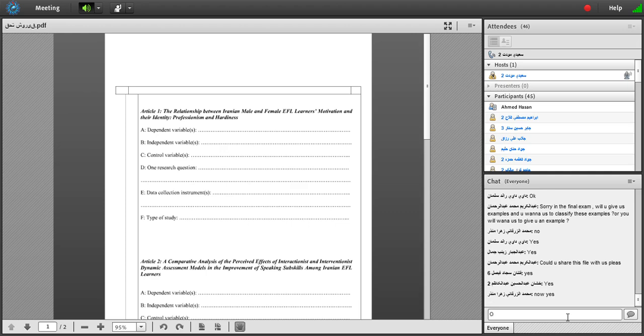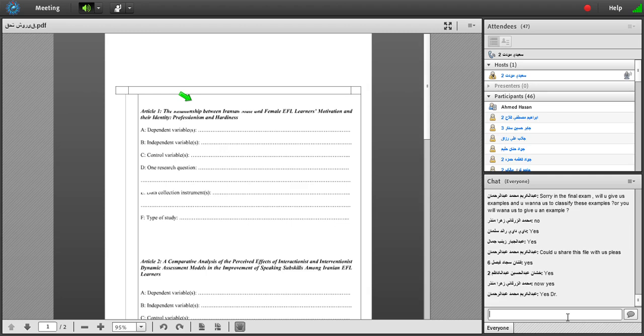Look at this. This is the title of an article: the relationship between Iranian male and female EFL learners' motivation and their identity, professionalism, and hardiness. Okay, now let's determine the variables. What is the dependent variable? Look, the title is relationship. When we have the relationship, we do not have a dependent variable. Okay, so be careful about this. There is no dependent variable when we have the relationship.